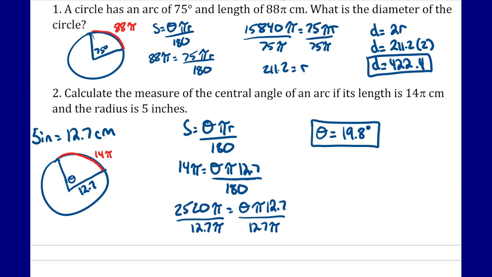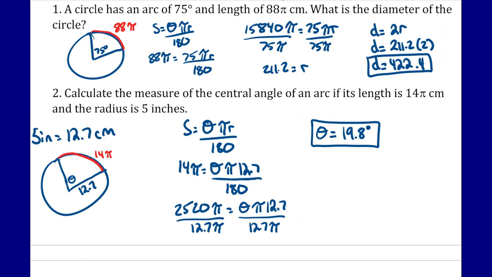So I'm going to be using the arc length formula, s equals theta pi r divided by 180. I'm going to plug in the information I know. I know the length, or s, is 88 pi. I know theta is 75. I don't know what r is. So now I'm going to rearrange my equation to solve for r. I'm going to move the 180 up and multiply with the 88. I'm leaving pi as is.